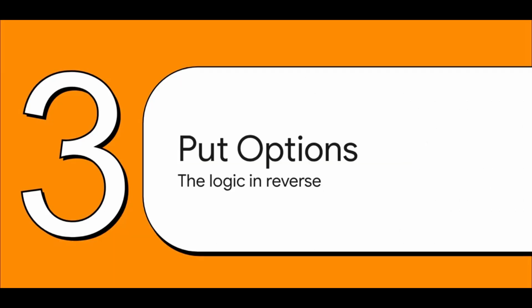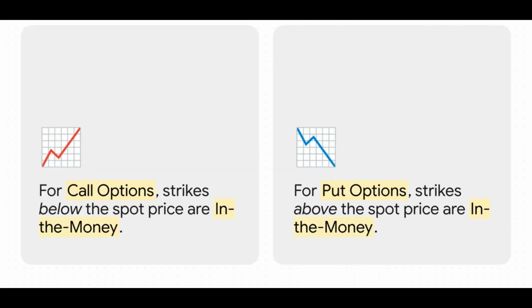Okay, on to put options. And the great news is, you already know how to do this. It's the exact same logic we just used for calls. It's just flipped on its head. This is the one thing you really gotta lock in. For call options, the strikes below the current stock price are the ones that are in the money. But for put options, it's the total opposite. The strikes above the stock price are in the money.